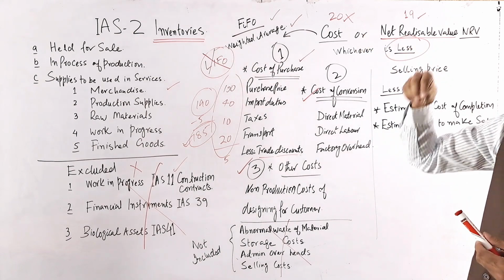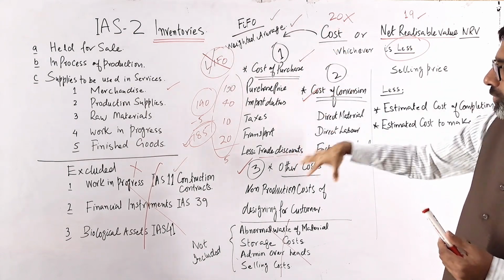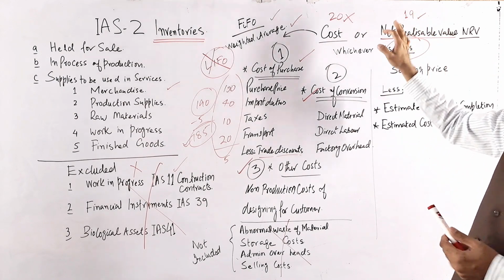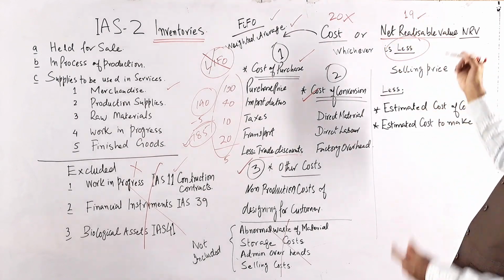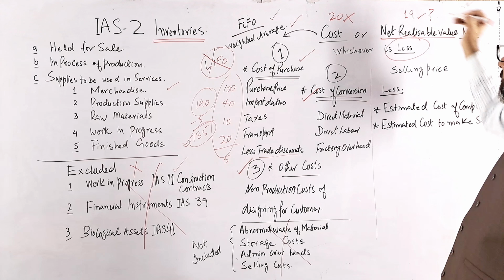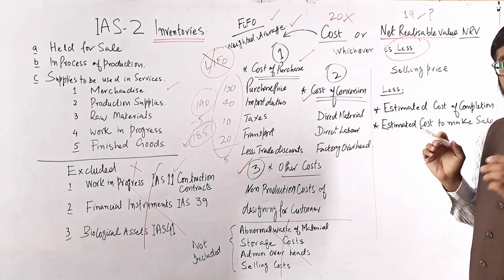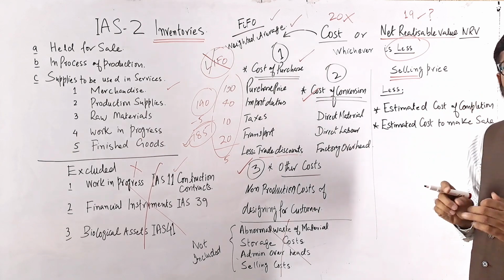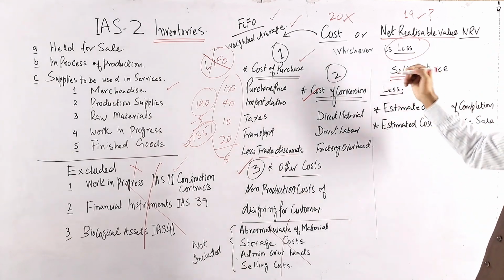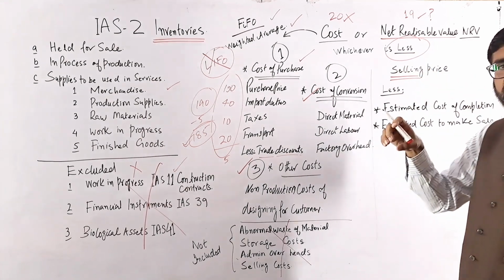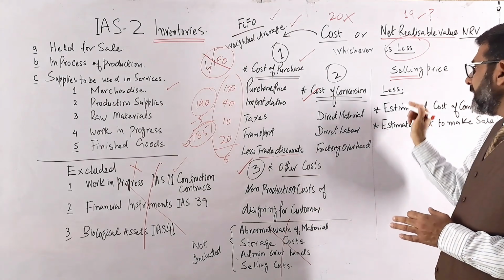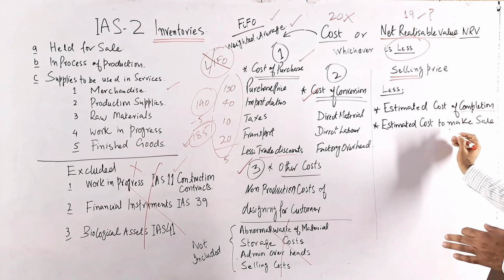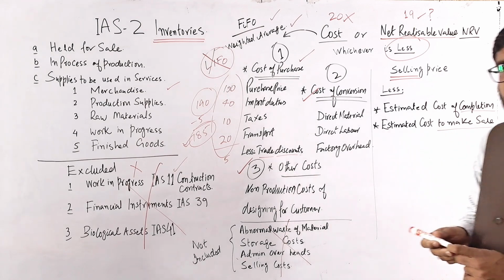We assumed in the start that the cost, which includes all these things, is $20. Let's say the net realizable value is $19. But how is this net realizable value calculated? Net realizable value is simply the selling price, which is basically the current market value of that specific inventory, less any estimated cost of completion and any estimated cost to make the sale.